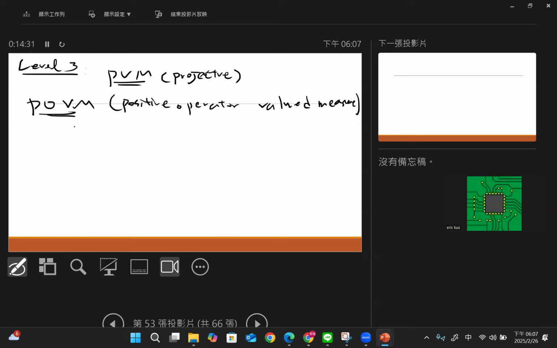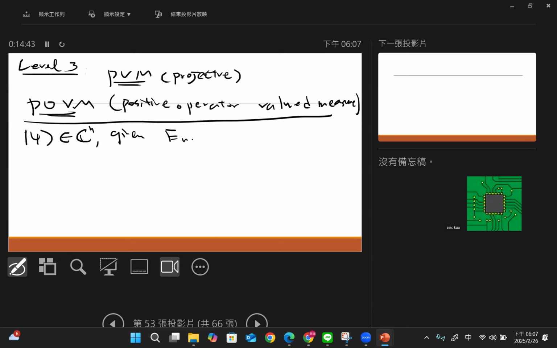So this POVM is much more generalized. Let me explain. I still have state psi, but now I will give you E_m. These are operators, or matrices. The number of E_m can be very large or very small, it's fine. And these E_m are Hermitian, and also positive, meaning that all the eigenvalues are greater or equal to 0. And they satisfy this relation: they sum to 1.